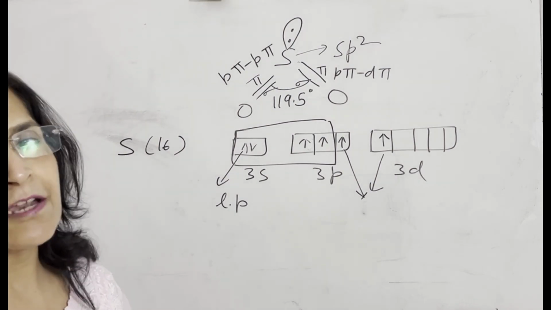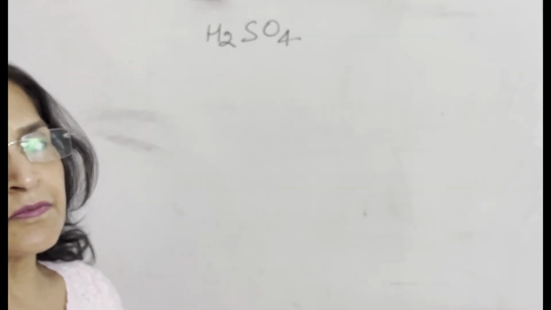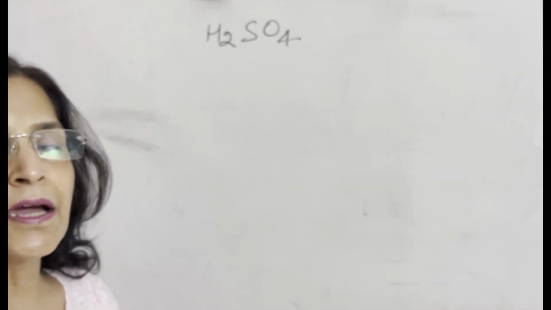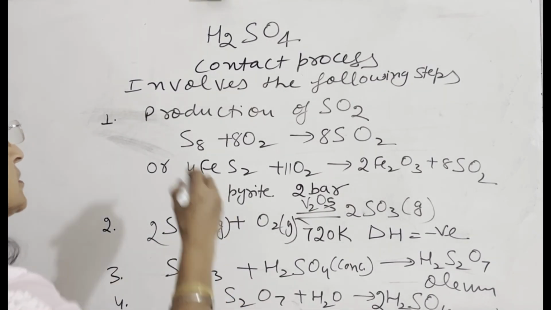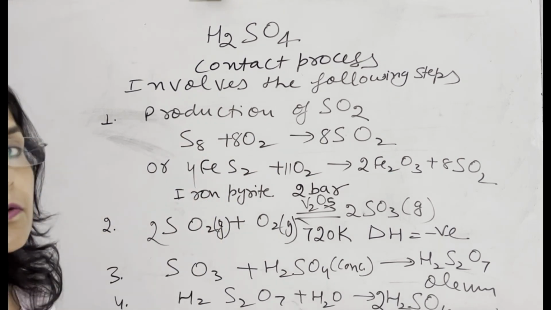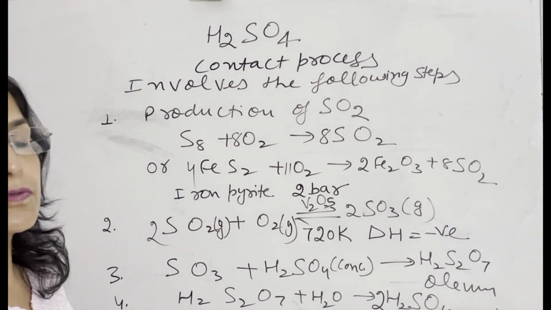Now we will discuss sulfuric acid. Sulfuric acid is manufactured on large scale by the contact process. These are the main steps of the contact process. Number 1 step is production of sulfur dioxide. Sulfur dioxide can be produced by 2 methods.